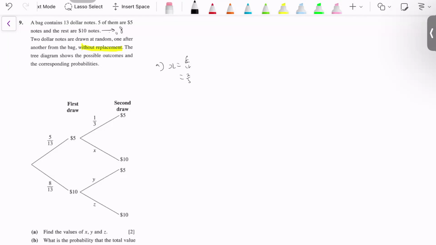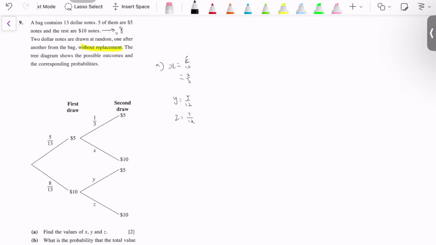Okay. So Y is, the first note withdrawn is $10, and the probability of the second note being $5 is 5 out of 12. That doesn't change. The probability of $5 notes doesn't change. And our Z, first note drawn is a $10 note. The number of $10 notes remaining is 7, and total is 12. So XYZ has been found.